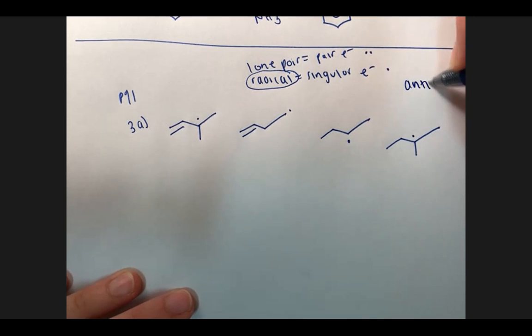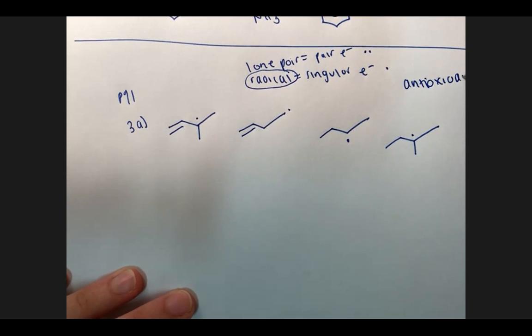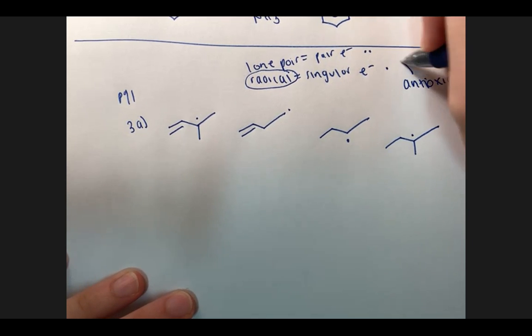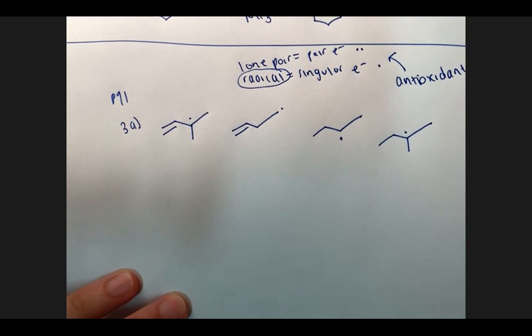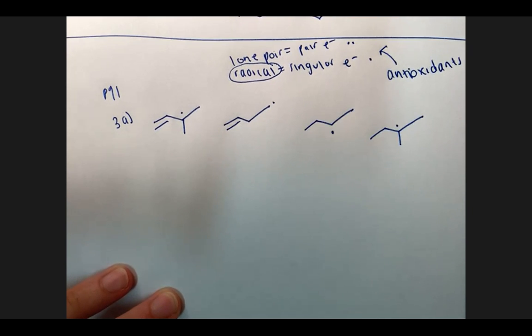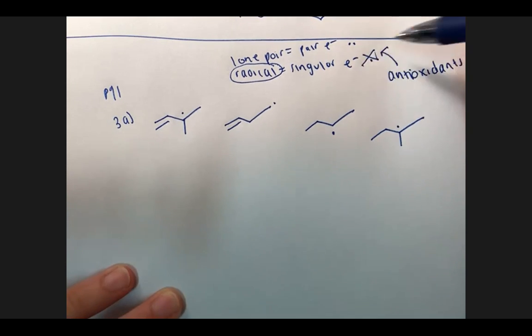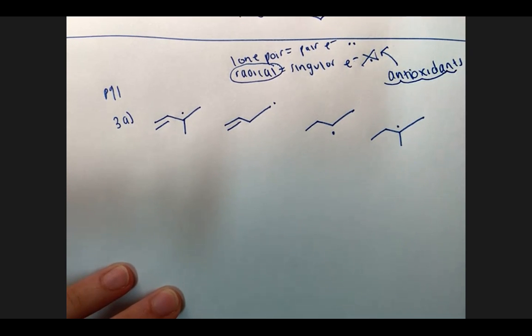So antioxidants, like orange juice, vitamin C, ascorbic acid, all of these different things will actually quench these, get rid of them in your body so it can't cause damage. So make sure you drink your vitamin C today, okay?